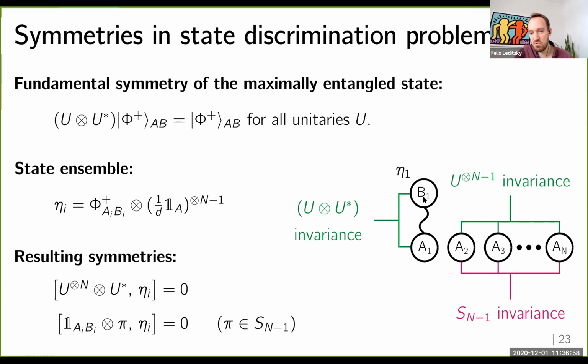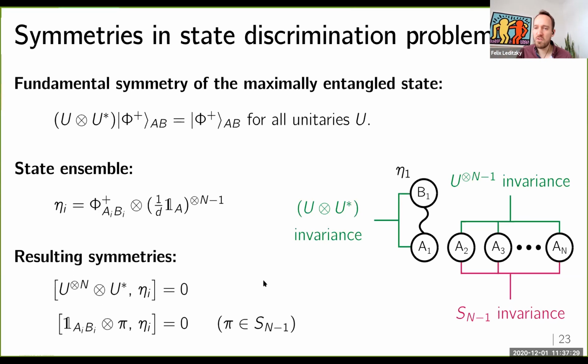And if I take those two green things together, what I have in total is a U tensor N tensor U star symmetry on these eta i states. The U tensor N acts on all of the A systems, and the U star acts on the B system. And this is just the commutator of these two, meaning that they commute, which is another way to phrase the symmetry. So this is the unitary symmetry.